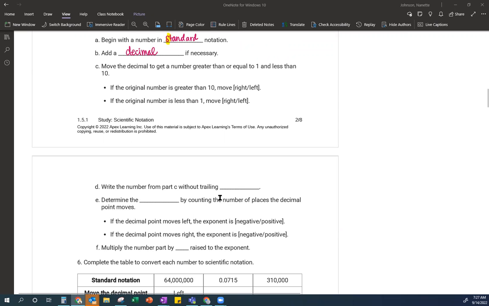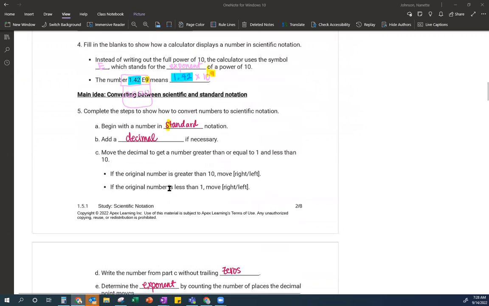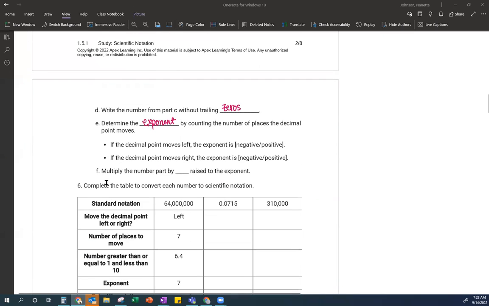Okay, so then write the number from part C, the 1.5 from earlier, without the trailing zeros, without all those zeros. Notice we didn't write 1.500000. We just wrote 1.5. And then we're going to determine the exponent by counting the places the decimal point moves. So remember when we were counting, like up here, we were counting 3, 6, 9, so on and so forth. Exactly. So multiply the part by 10 raised to that exponent. Okay.